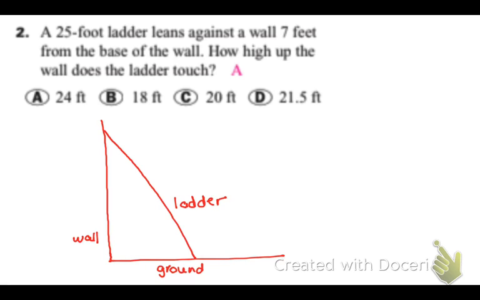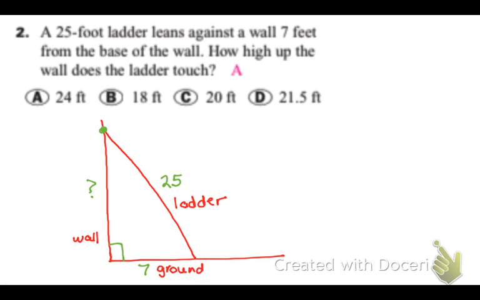So now it tells me that the ladder is 25 feet, and the ladder is 7 feet from the base of the wall. So we know this is equal to 7. And it wants to know how high up the wall the ladder touches. So this is what we're looking for. We know walls generally are perpendicular to the ground. Hopefully. If they're not, you have a problem. So this is a really nice example of where we can use the Pythagorean theorem.